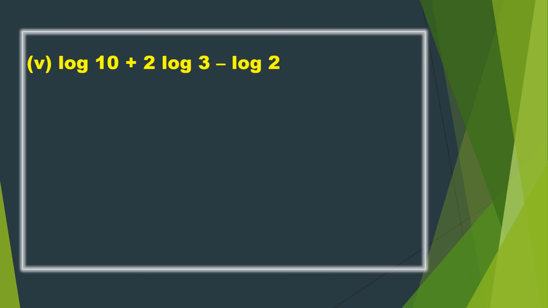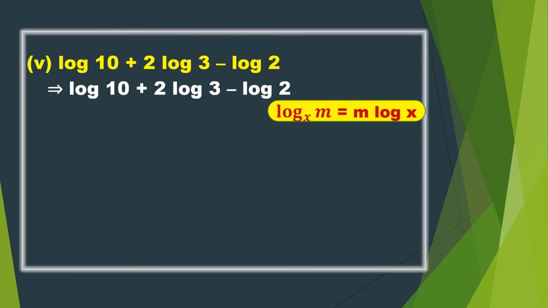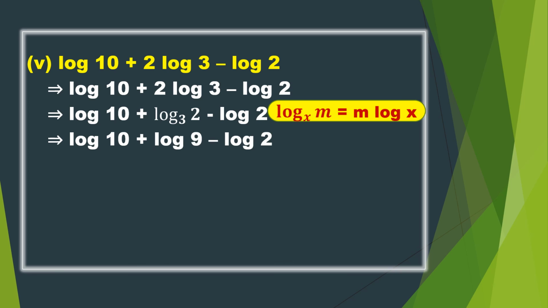Here is your next question: log 10 plus 2 log 3 minus log 2. Same way. Here log is already ready. Now this one we should solve: we should send this 2 as a power. So I'll write the question as it is. Now m log a means log a power m. First write this one: this 2 will go as a power. Now I can write 3 square as 9. Log 10 plus log 9 minus log 2.